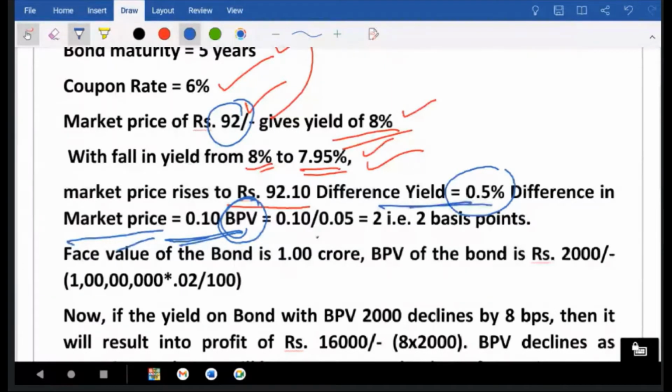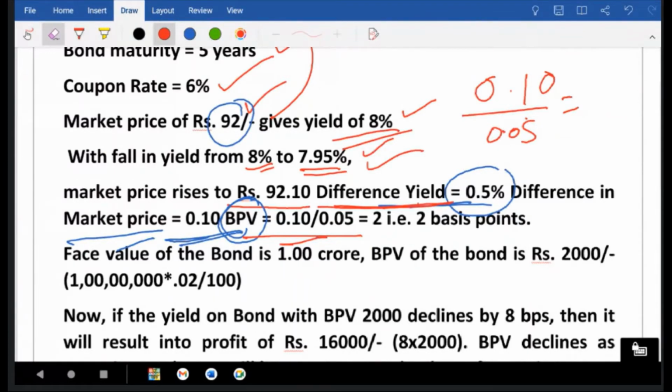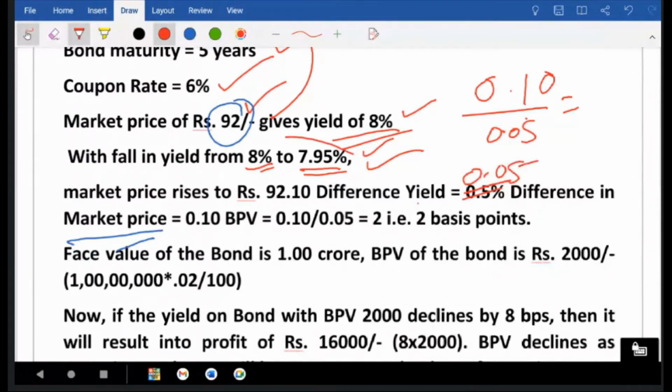I'll repeat once again, it's very important. BPV is nothing but difference in market price divided by difference in yield. So here is the market price, divided by 0.05. Here yield is not 0.5%, it's 0.05%. You can see from here, if you divide, you get 2 basis points.